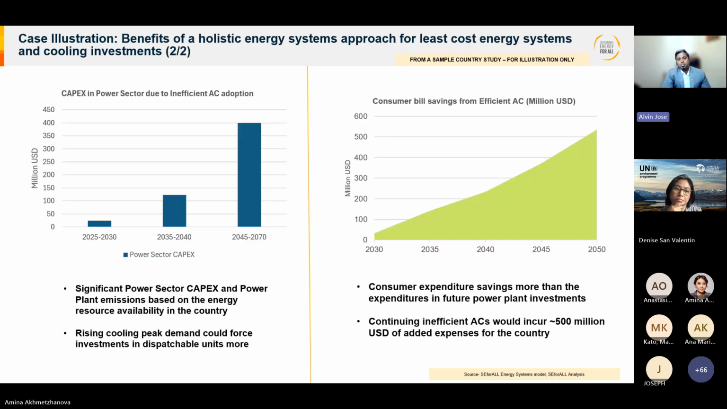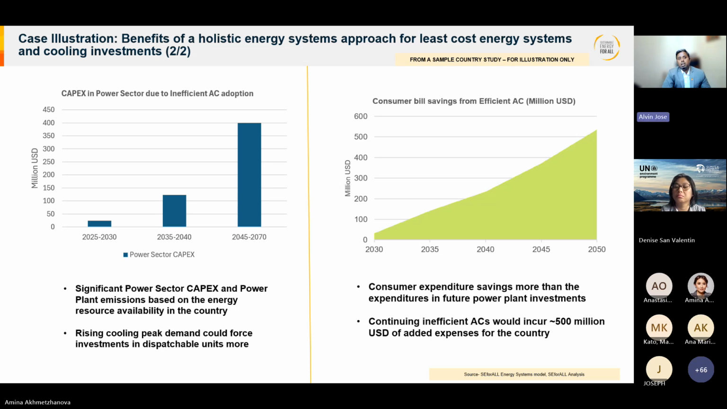Next slide, please. So what does that mean in terms of investments? In terms of investments, the capex in the power sector would result in around 400 million US dollars to accommodate an inefficient AC adoption.